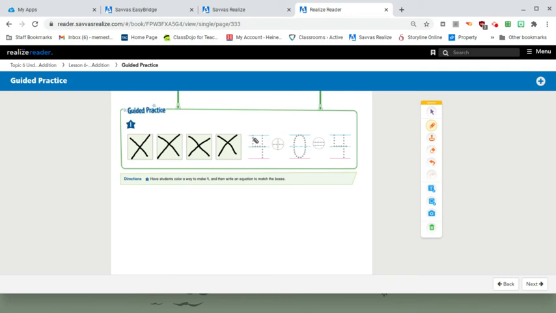Go ahead and trace over this problem. Make sure you take your time so you trace over it nicely. And this is really good practice writing that addition sentence.